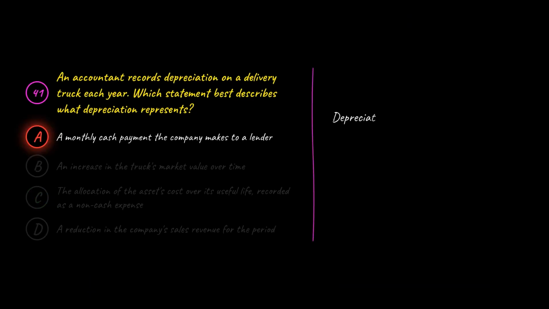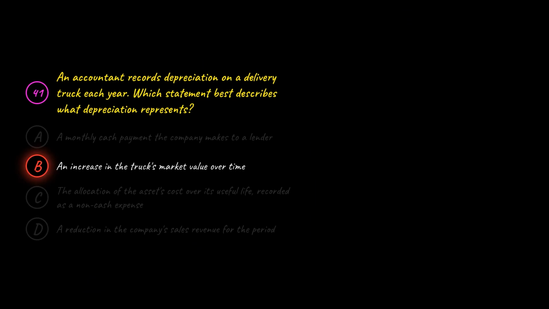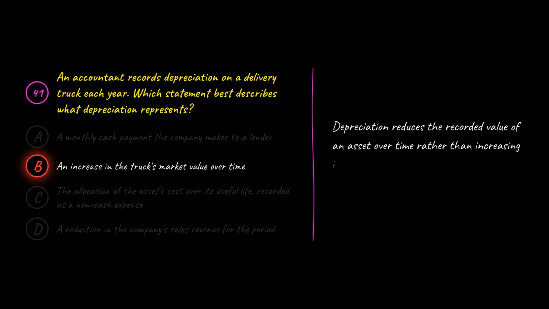A is wrong because depreciation is not a cash payment to a lender. It is an accounting allocation. No cash changes hands when depreciation is recorded, which is why it is called a non-cash expense. B is wrong because depreciation reduces the recorded value of an asset over time, rather than increasing its market value. It reflects using up the asset, not appreciation.